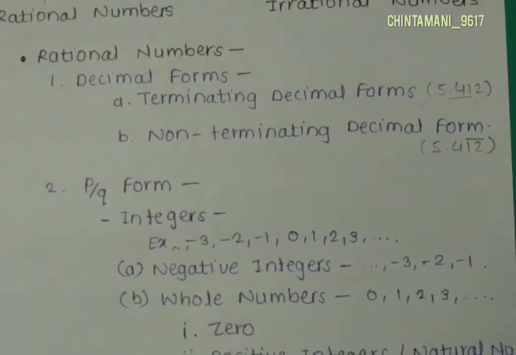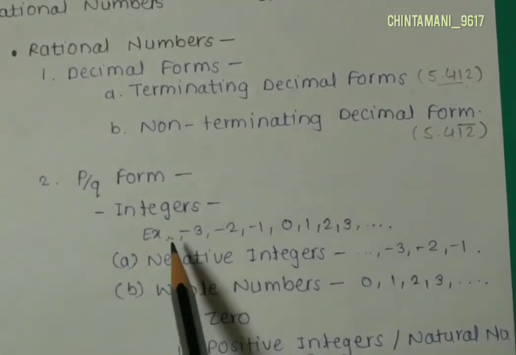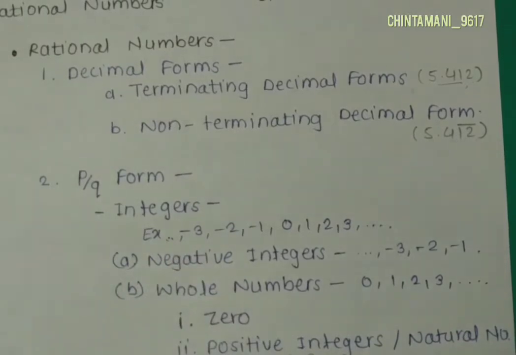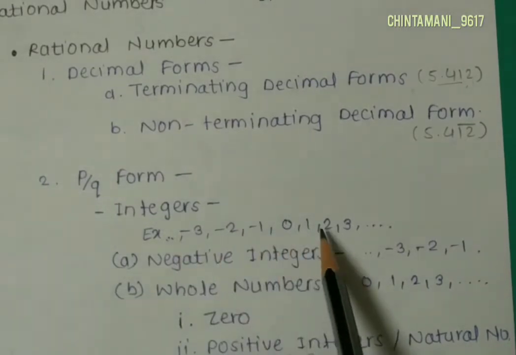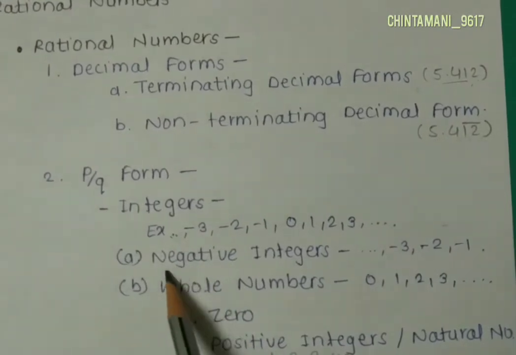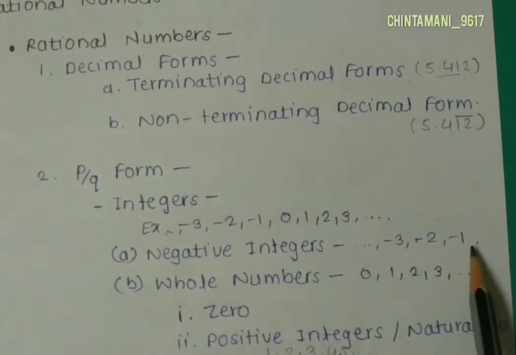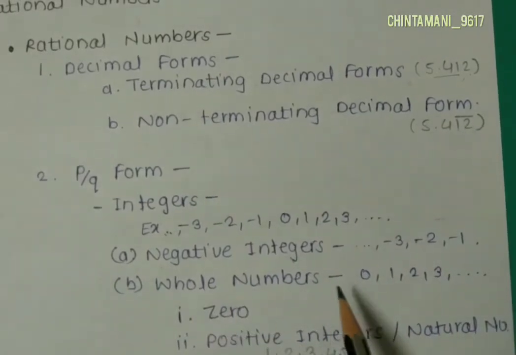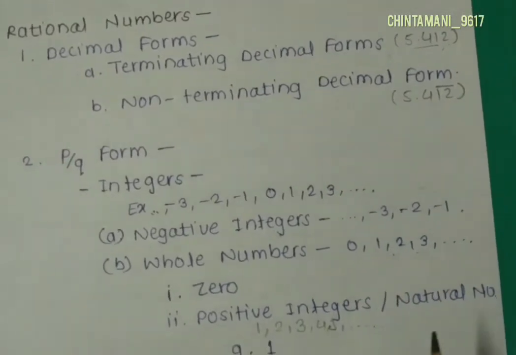The next type of the rational number is p by q form. In that, the integers. What are the integers? From negative infinity to positive infinity. I have written it -3, -2, -1, 0, 1, 2, 3 up to infinity. In that, negative integers from -infinity to -1. Whole numbers start from 0, 1, 2, 3 up to infinity, positive infinity.